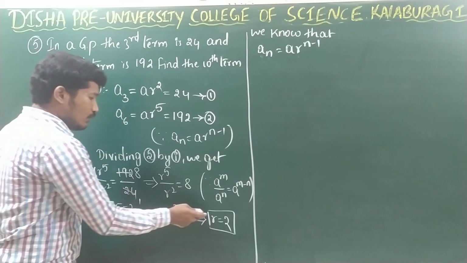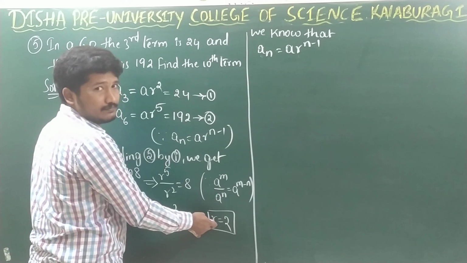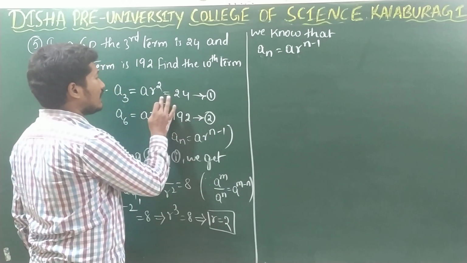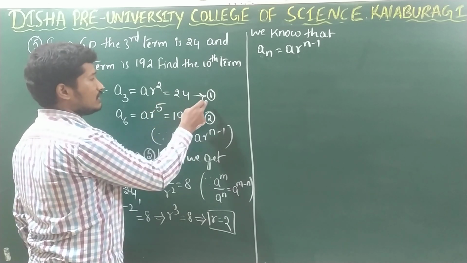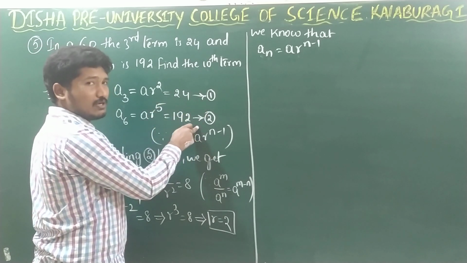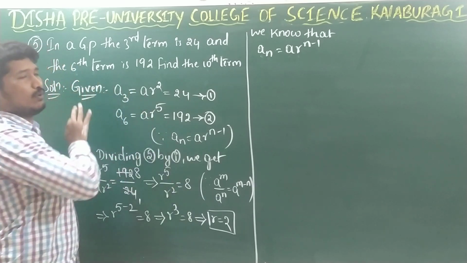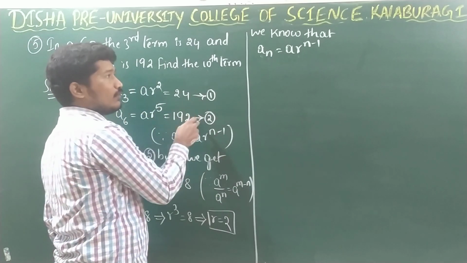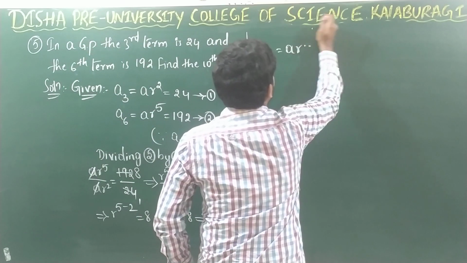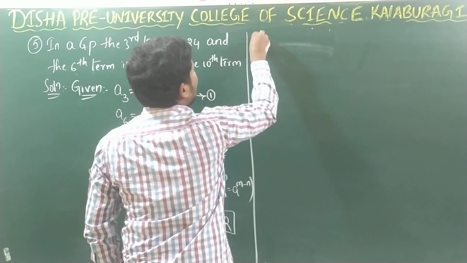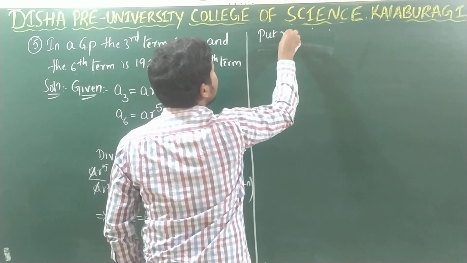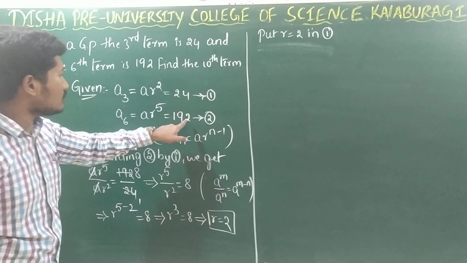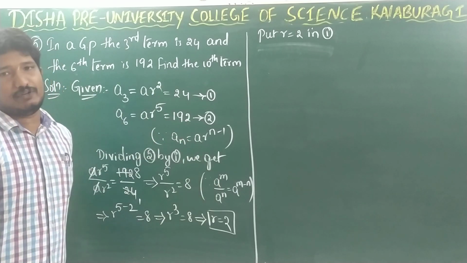Right. So now you know the value of r. When I substitute this value of r in any one of these equations, that is equation number 1 or equation number 2, I will get the value of a. Am I right? So let us substitute r in any one of these equations. I am substituting r is equal to 2 in equation number 1. You can also substitute in equation number 2, your wish.